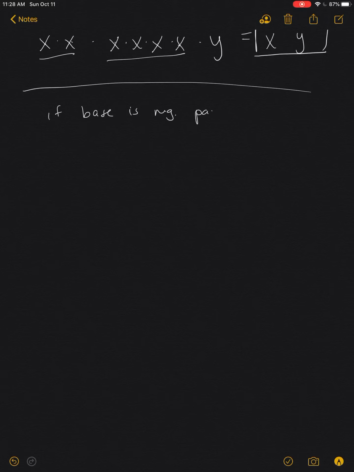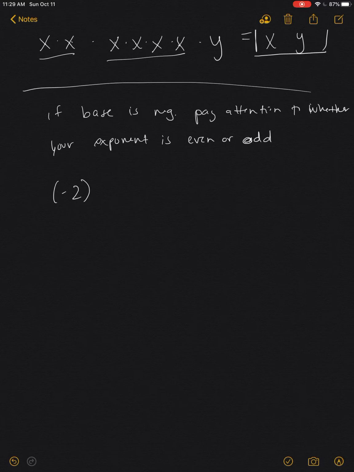If your base is negative, pay attention to whether your exponent is even or odd. Okay, so let's say your base is -2, right? And then we square it, right? So then remember we're saying -2 squared, right? So -2 times -2, and that gives us +4, okay?